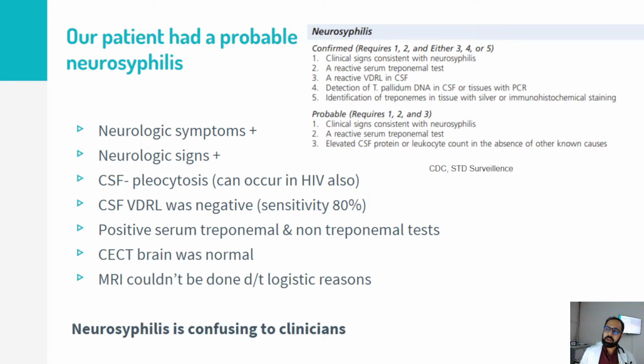So I would like to say that neurosyphilis is very confusing to clinicians. However, the treatment of ocular syphilis and neurosyphilis is the same. So the patient had received a treatment which would also be beneficial for neurosyphilis if at all he had it. We have diagnosed that the patient had a probable neurosyphilis based on the criteria.